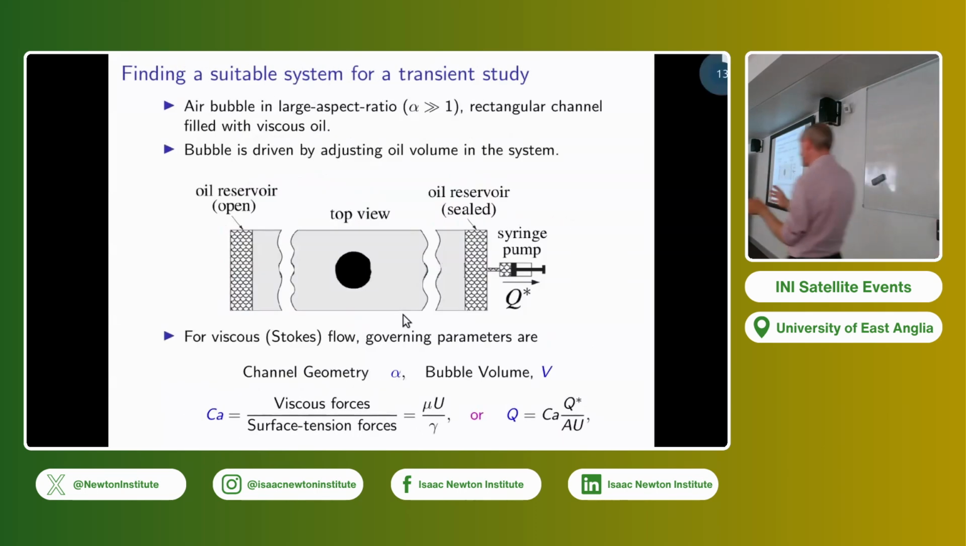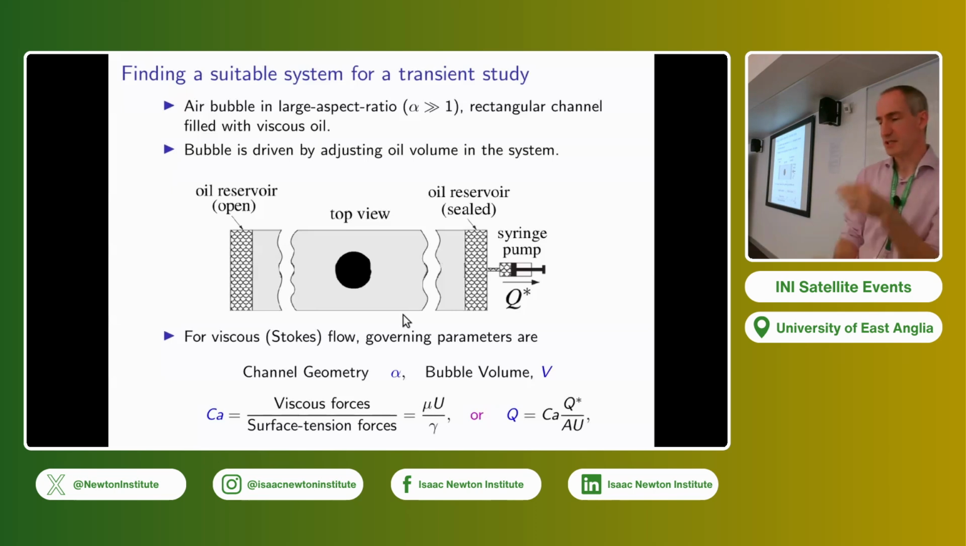Okay, so if we're interested in the transients, which we are, rather than just the steady states, we're interested in the steady states and the transients, then what's a good system to study? Well, that initial system that I showed you where you've got the air finger coming in isn't so helpful because it's very hard to see the whole interface at once. So it's much easier for these studies to think about bubbles.